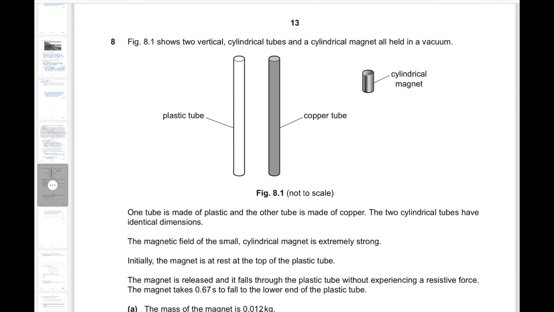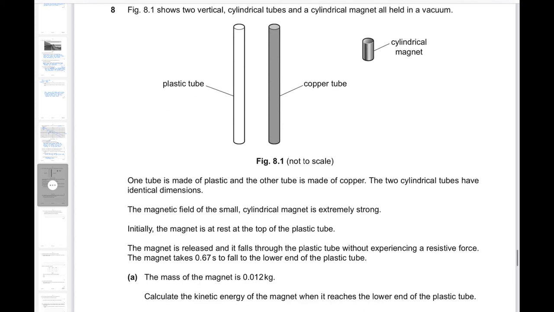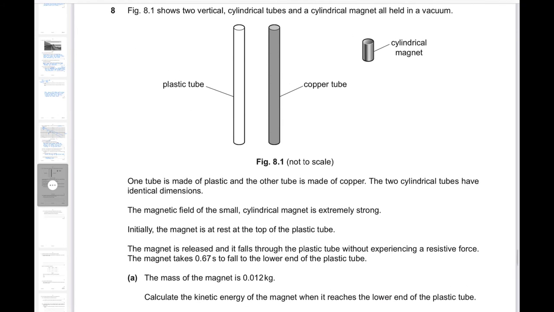Question 8, figure 8.1 shows two vertical cylindrical tubes and a cylindrical magnet all held in a vacuum. One tube is made of plastic and the other one's made of copper. The two cylindrical tubes have identical dimensions, meaning they are the same length and diameters. The magnetic field of the small cylindrical magnet is extremely small.